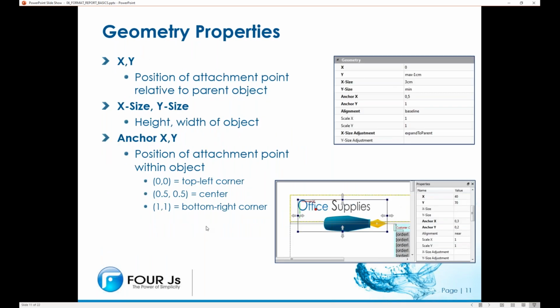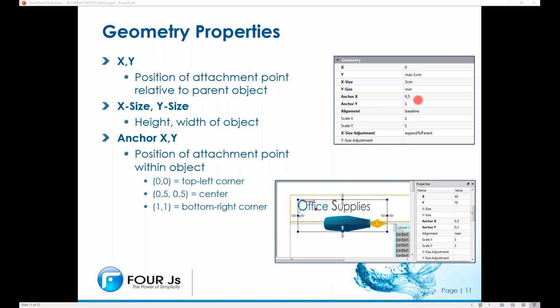The geometric properties, the more you start working with reports and playing with them, you'll get to see how they affect. But the X and Y, it's the position of that attachment point relative to the parent. So where along the parent's X and Y axis should I put this guy? My X size and Y size are the height and width of the object. And you've seen we can enter it in as numbers. We could enter it in using phrases like max or min. We can enter it in and specify units, but that's all just saying the height and width of the object.